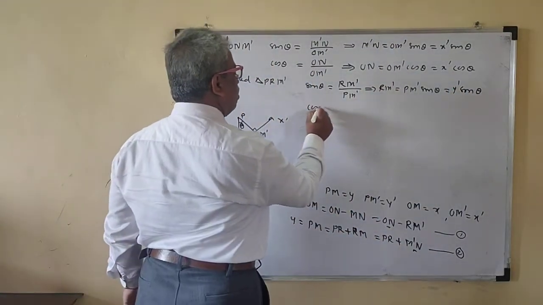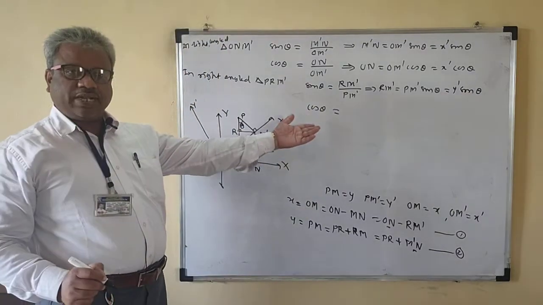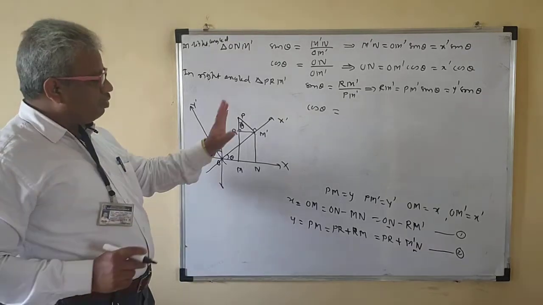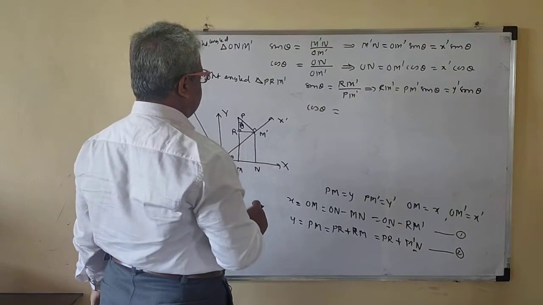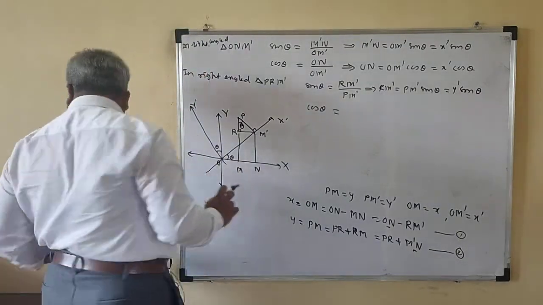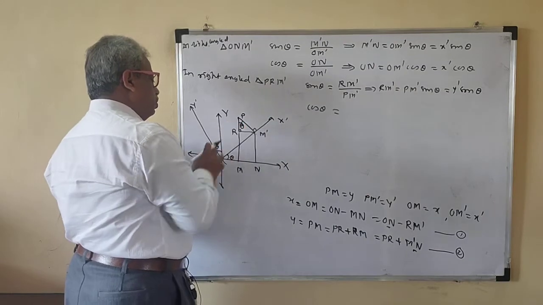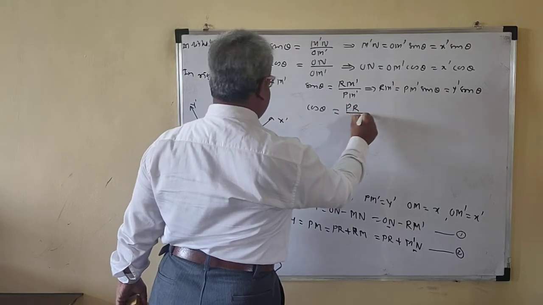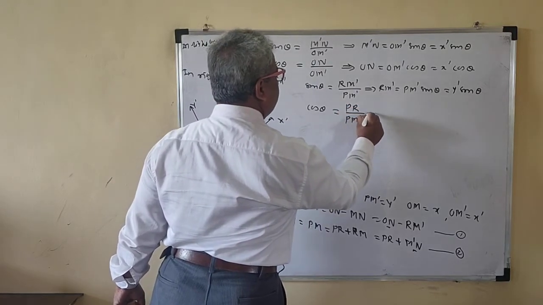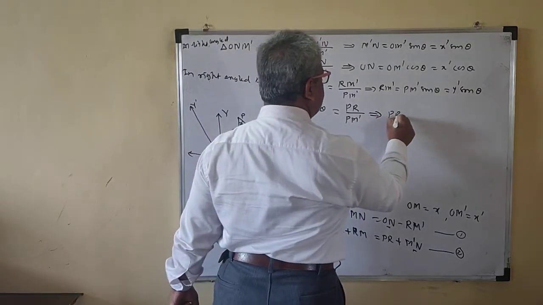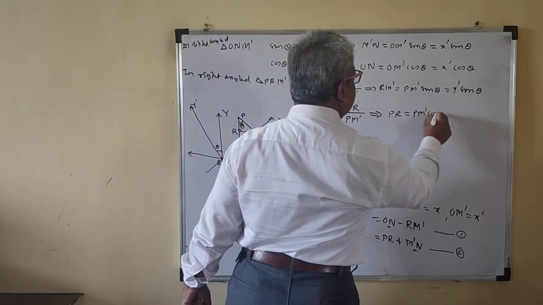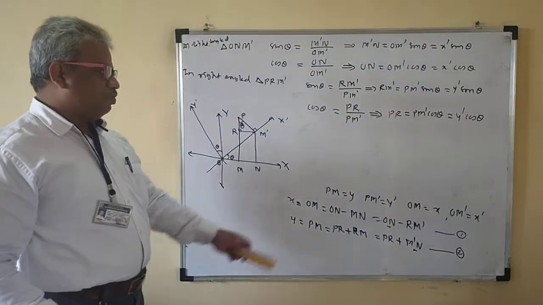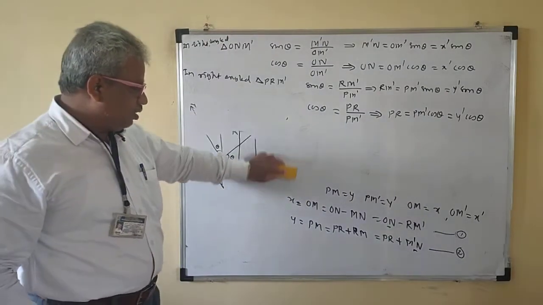So what is cos theta? Once we get the value of cos theta, then we don't need the figure. So we have 1 and 2. From 1 and 2 we can find this. Cos theta is the adjacent side, so this is PR, upon hypotenuse PM prime. So this implies that PR is equal to PM prime cos theta, and this is the same as Y prime cos theta. So now we get all these four. Now we'll erase the figure. We don't need this figure now.